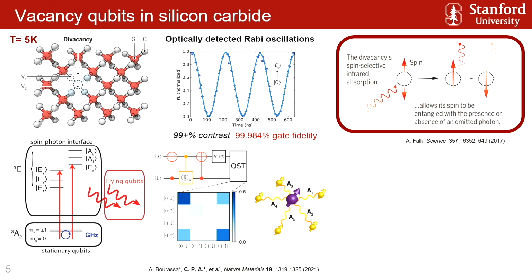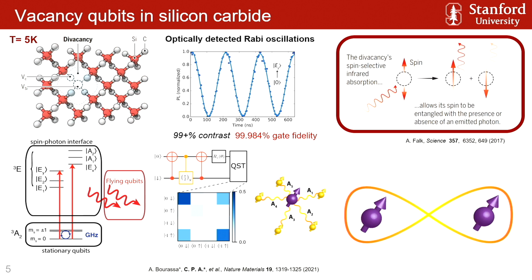But the thing that we love the most is the ability to interface to light. Because we have these spin-selective optical transitions, we can entangle the presence or the absence of a photon with whether or not our spin was up or our spin was down. And we're going to use this a lot later in the talk.